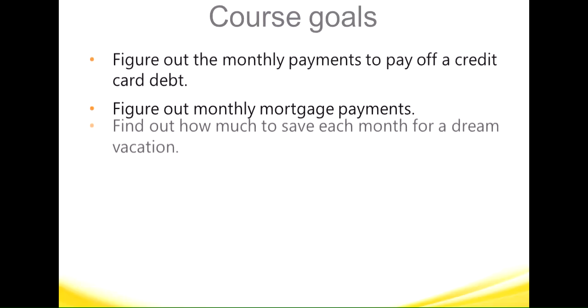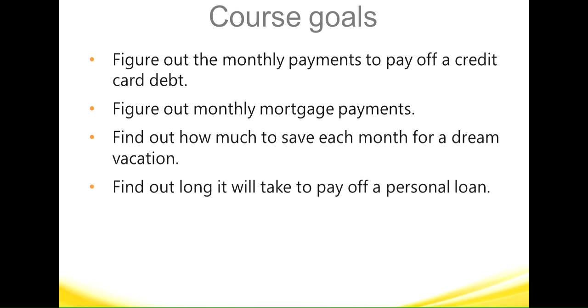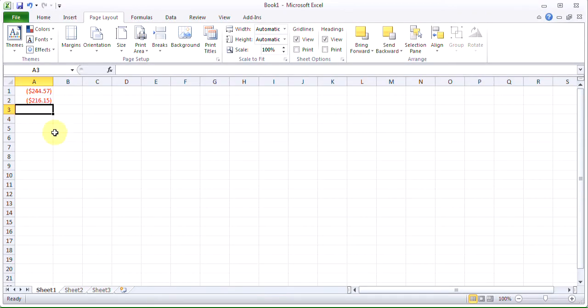For our next example, we'll find out how long it will take to pay off a personal loan. Here, I have a personal loan of $3,000 with a 4% interest rate. I have budgeted $150 a month to go towards that loan. My goal today is to find out how many months it will take to pay off that loan at a rate of $150 a month with a 4% interest rate.